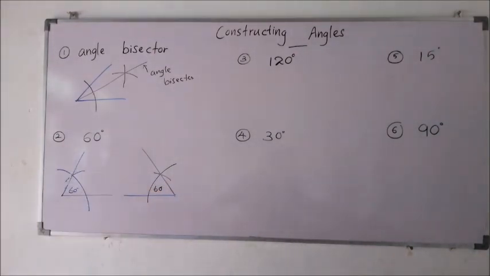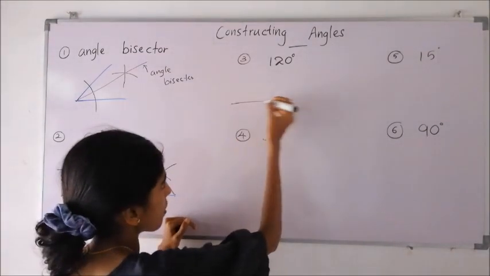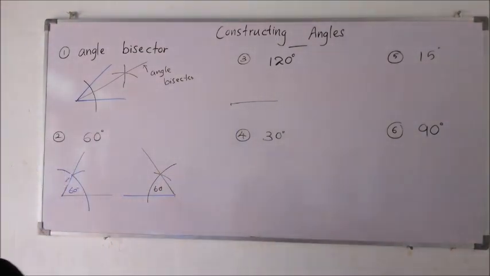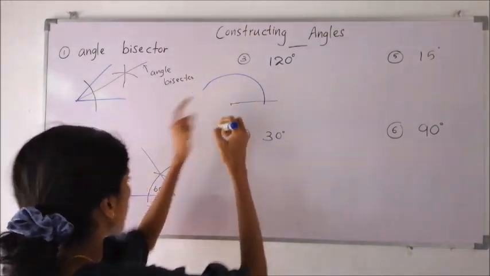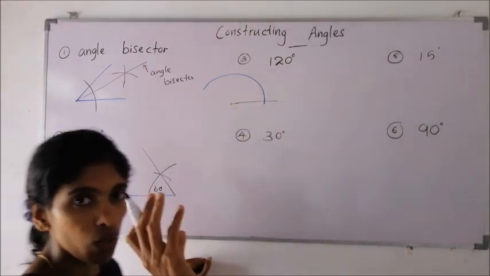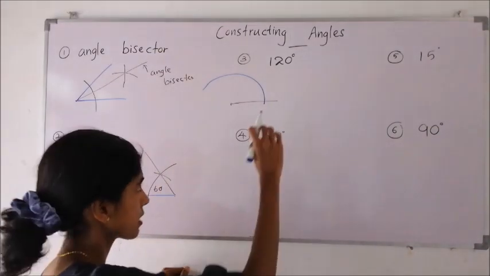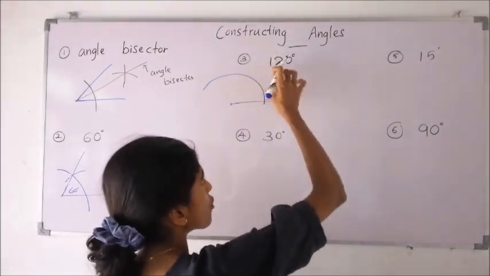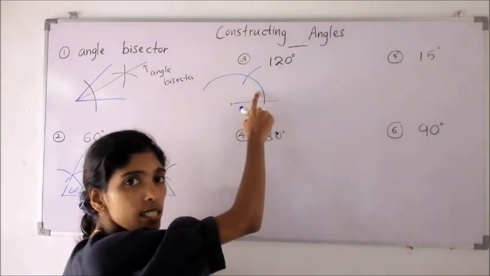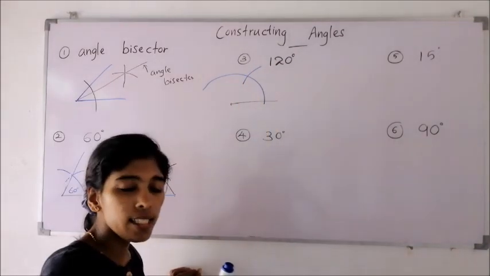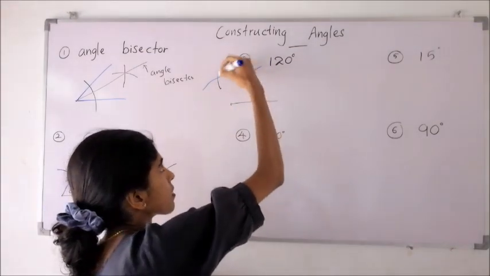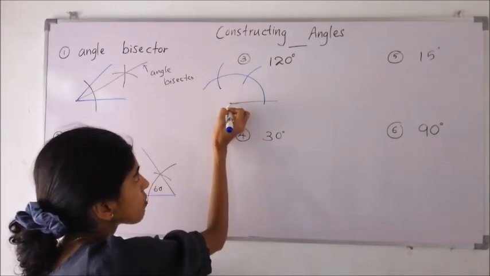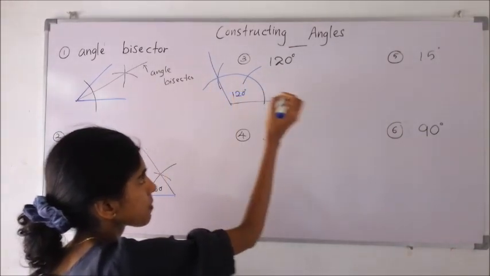Next one, 120 degrees. At this point I am going to construct 120 degrees from this side. Open the compass to any length, draw a little bit bigger arc than the earlier. Now without changing the length that you took earlier, keep the middle point here, draw one arc. What is this angle? 60 degrees. We know twice 60 is 120. So go to this point again, draw another arc. Now at this point we can find 120 degrees.